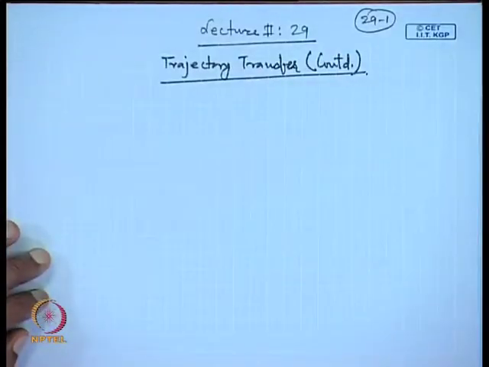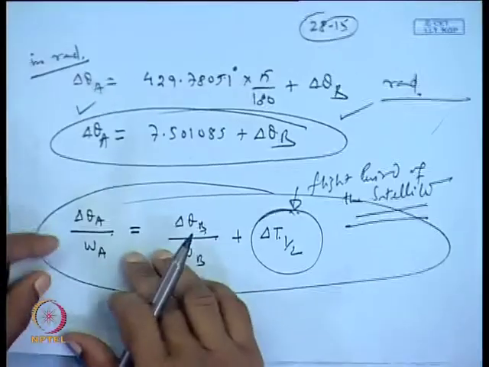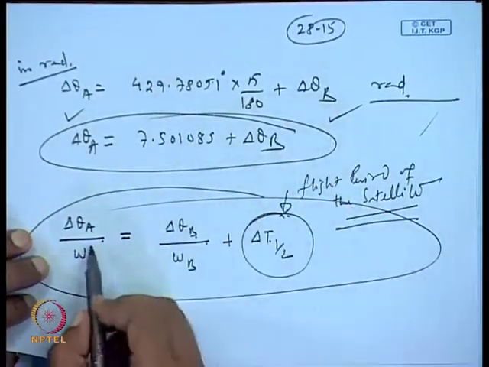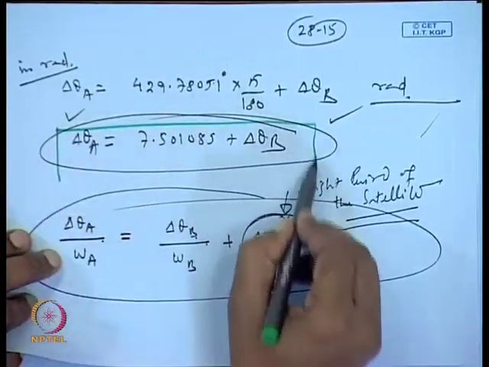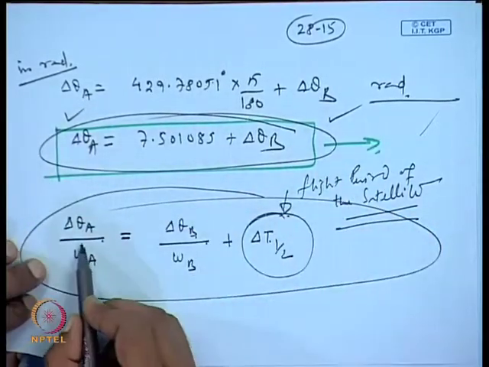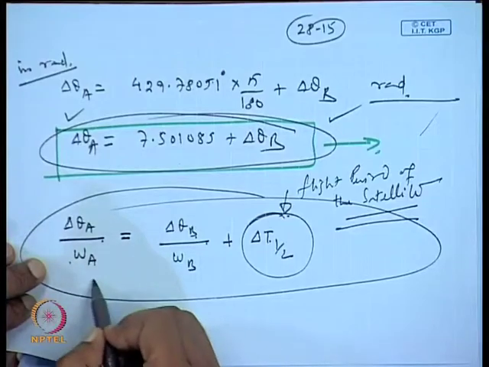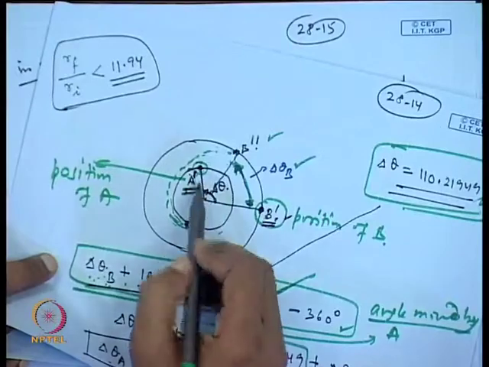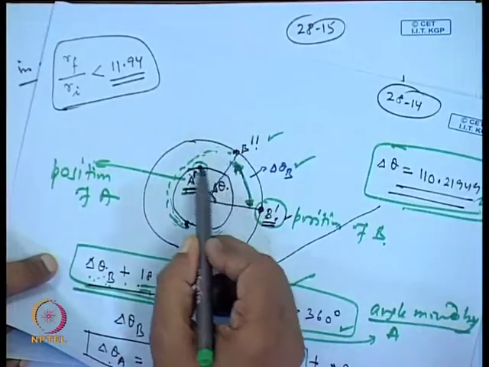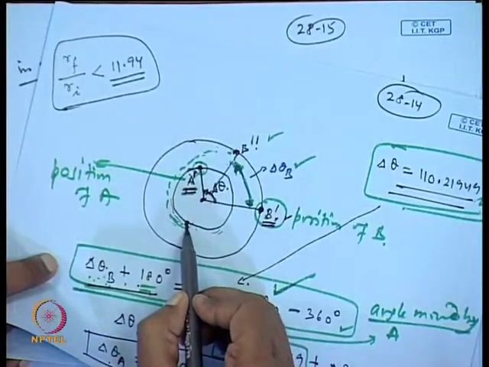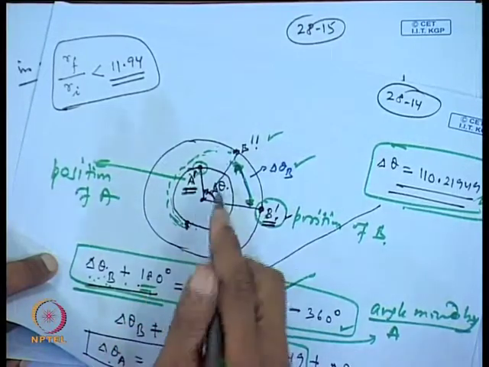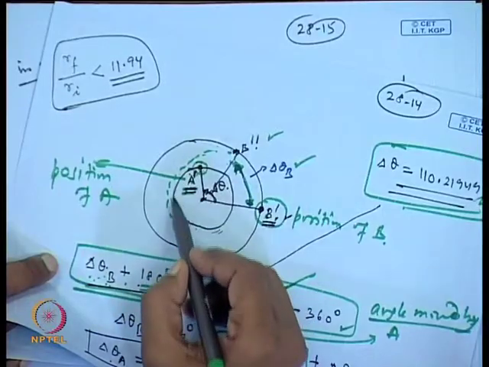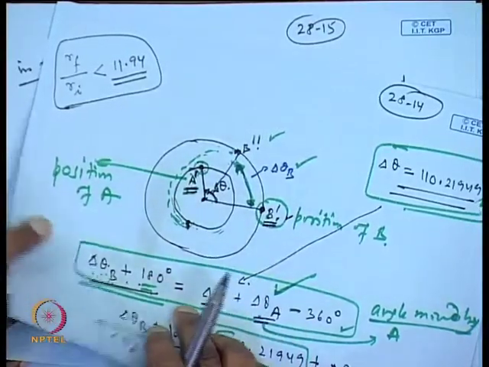Okay. Next, this is the final reduced equation. Next, we wrote the equation for delta theta a by omega a, which is the time taken by A to move from this place, come back, and again come here. It will start from here, pass over this place, come here, and again come here. So, that will constitute the angle delta theta a.